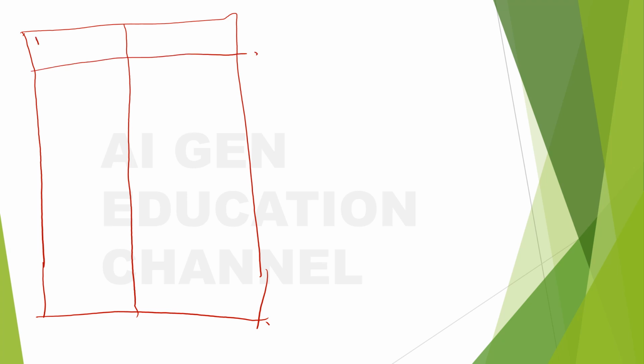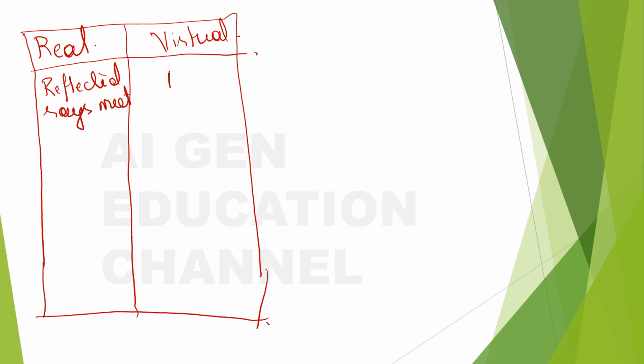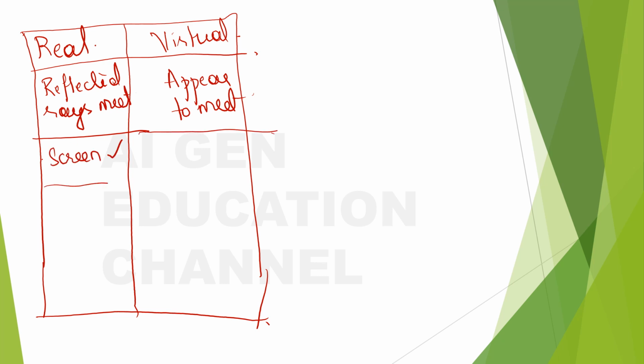So what about the real image and here the virtual image? Now tell me, here will the reflected rays actually meet? Yes, reflected rays actually meet. Here will they meet? No, they only appear to meet, right? As they are meeting, you can get this image on the screen. But here they won't meet, they only appear to meet, so you cannot get it on the screen.